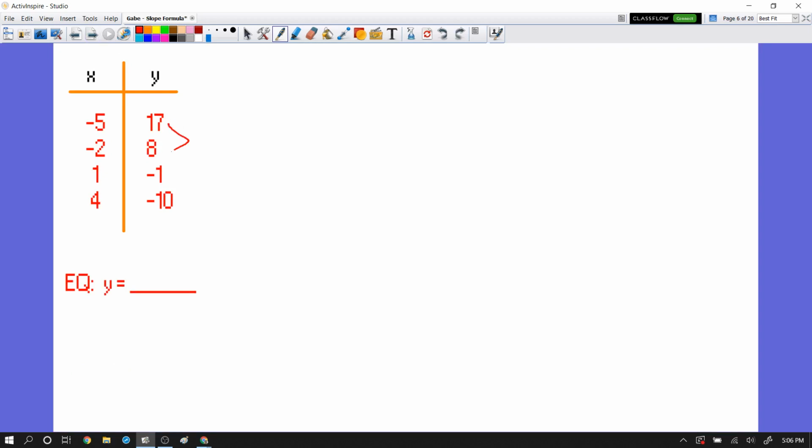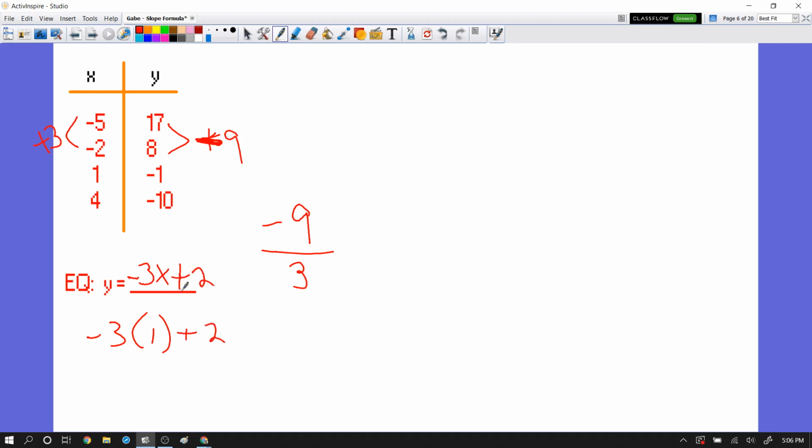All right, so plus 9, plus 3. Oh, wait, sorry, that's minus 9. So negative 9 over 3 is negative 3x. We substitute any number in, so negative 3 times 1 is negative 3. How do you get to negative 1? Plus 2. Okay. That's it to write the equation. Just to check it, let's do negative 3 times 4 is negative 12, plus 2 is negative 10. Check. Got it.